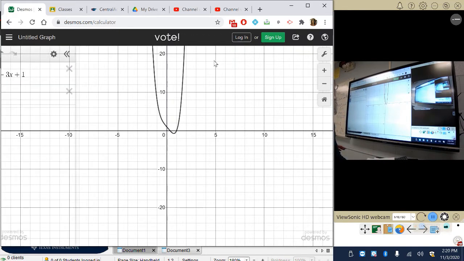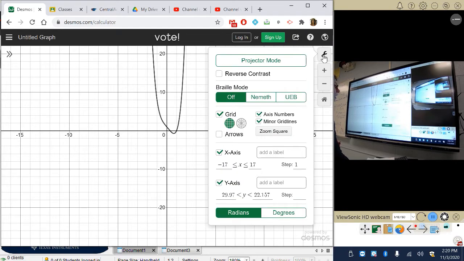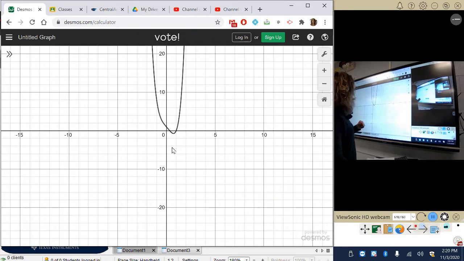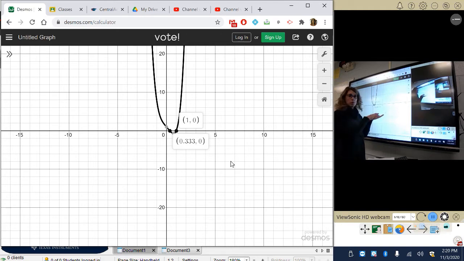Now, I'm going to come over here to the wrench. I'm going to set my settings. Negative 17 to 17 is okay still. So now I'm going to touch my graph. Touching my graph, now it's going to give me a 0 there and a 0 there. Okay, so what are my zeros? Well, I have 1, which I know is on my list, and then I also have negative 33.